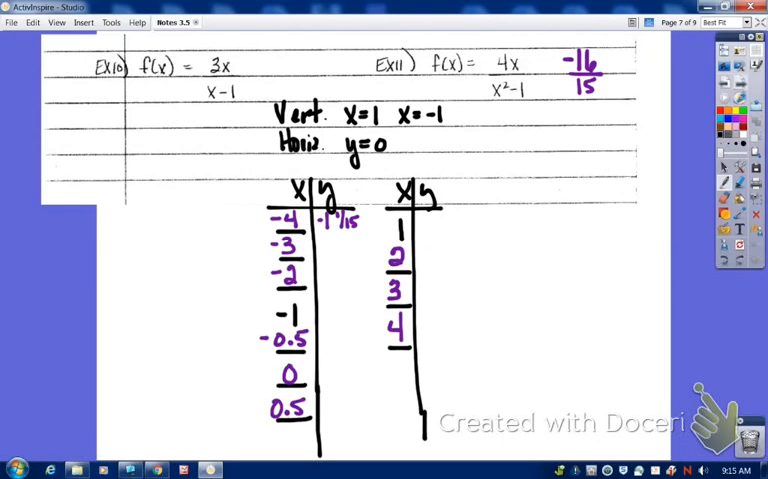When x is negative 3, 4 times negative 3 is negative 12. Negative 3 squared is positive 9. 9 minus 1 is 8. That's going to be negative 1 and 4/8, which is negative 1 and a half.